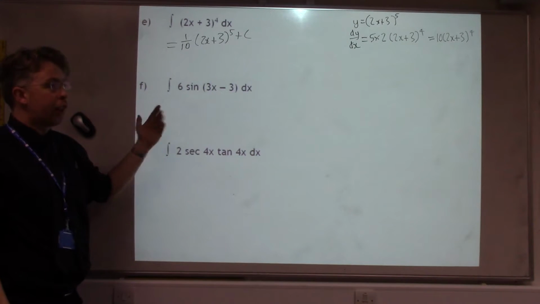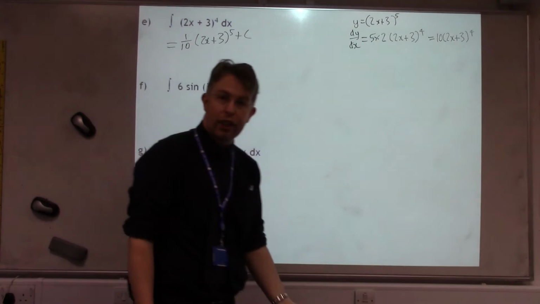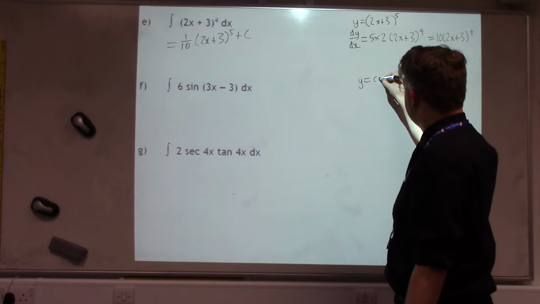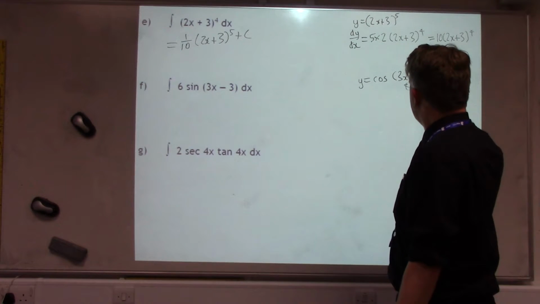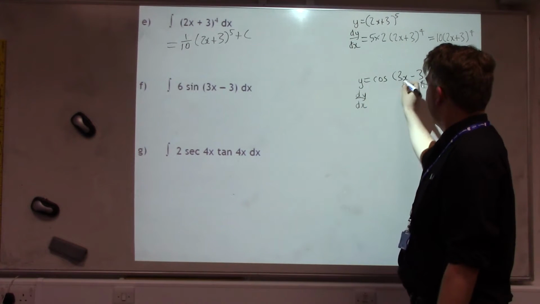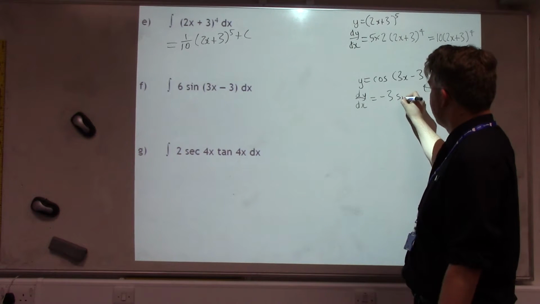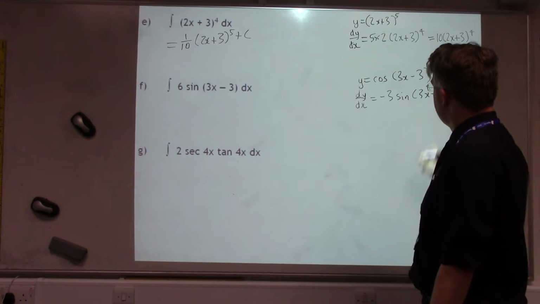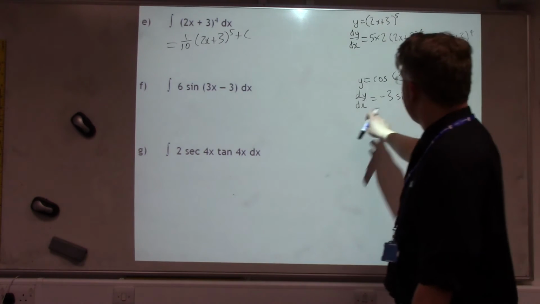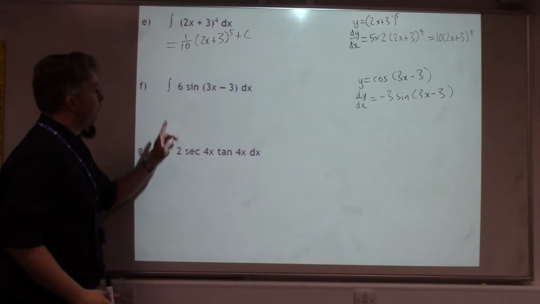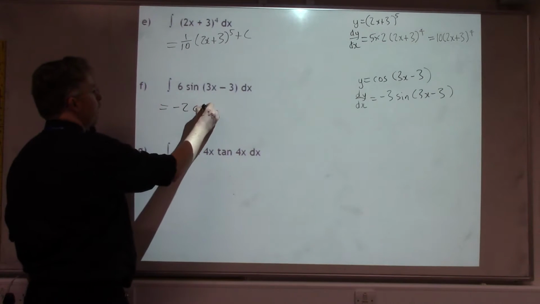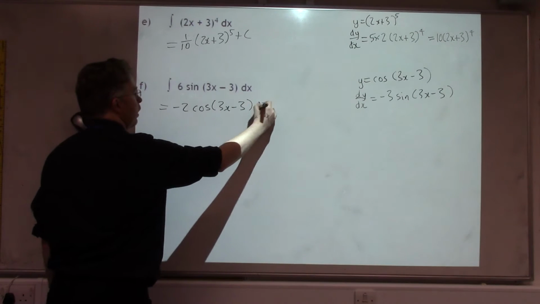For sine, cos differentiates to minus sine. We won't worry about the negatives because that's a constant. When we guess, we can just deal with adjusting the answer of differentiating our guess. So differentiate y equals cos 3x minus 3. We get dy/dx, 3 goes to the front, cos turns to minus sine. So we get dy/dx equals minus 3 sine 3x minus 3. So we wanted 6, we've got minus 3. So we need it to be minus 2 times as big. So minus 2 times cos of 3x minus 3 plus c.